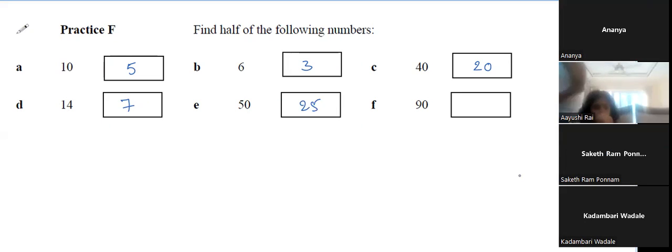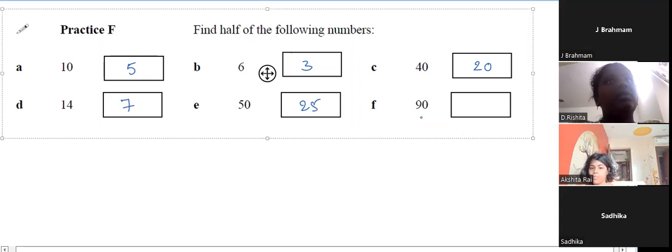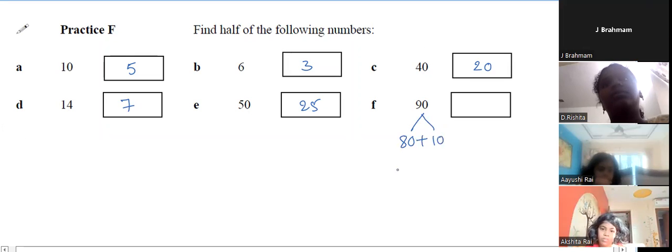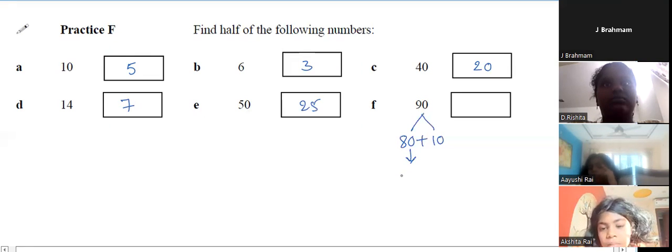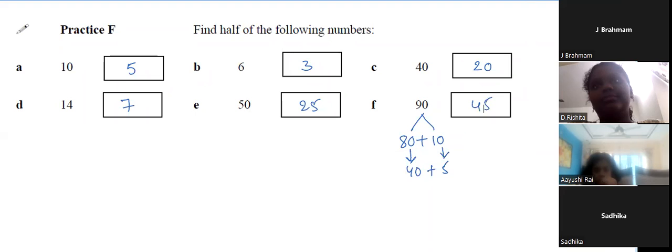And Kadambari, half of 90? If you are unable to say the answer directly, you can do it like this: 90 is nothing but 80 and 10. Half of 80 is 40. Half of 10 is 5. Again, 45. Wow. Always, halving is easy when it is an even multiple.